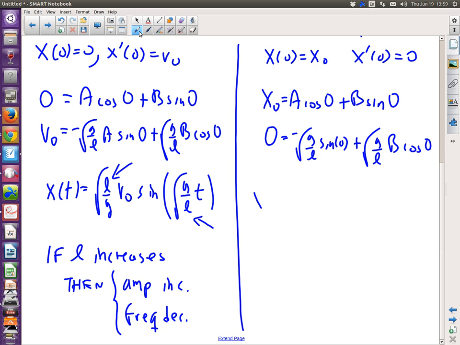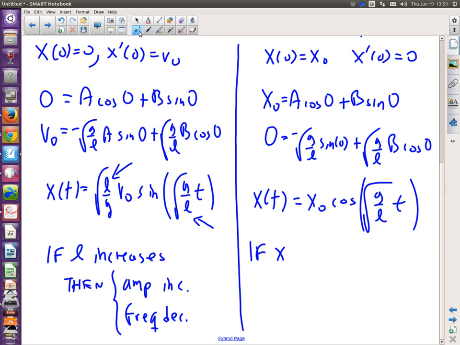So your general solution now is, what is it? It's x sub 0, a cosine of omega, which is rad g over L, t. The t is not in the rad. So now what happens? Well, if x0 increases, the amplitude increases, right? Because look where x0 is. There's no x0 in the first example, so we didn't answer that question. Then the amplitude increases.